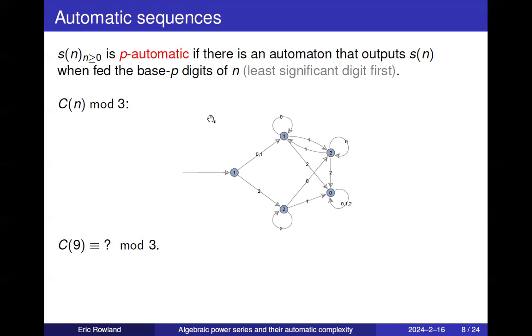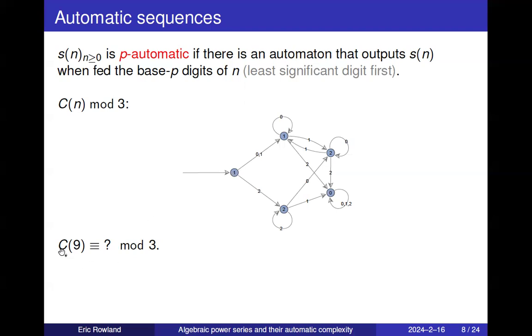But let's go through this automaton to get an idea of how it works. Basically, it's a simple model of a computer. So it's a computer that has finitely many states. Each of the states is represented by a vertex in this graph. This unlabeled arrow points to the initial state. So when we turn the computer on, we're in this state. And then we're going to start reading in base P digits of n.